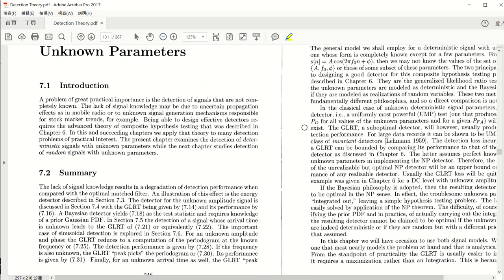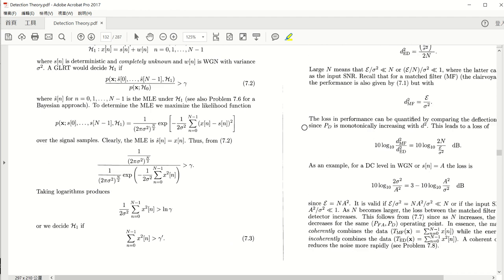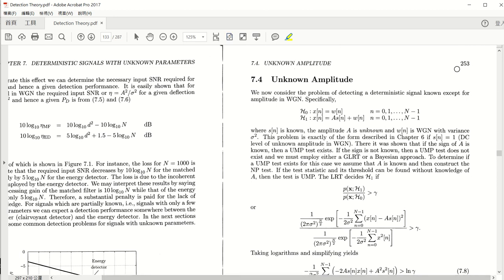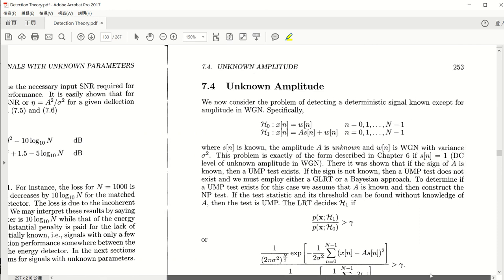Okay, so I think the best way to demonstrate this is to go directly to the examples. So now we are at page 253. We now consider the problem of detecting a deterministic signal known except for amplitude in white Gaussian noise. So we have H0, which is noise only, or we have H1, which has a signal with an unknown amplitude A plus noise. The signal s is known, but the amplitude A is unknown, and w[n] is white Gaussian noise with variance sigma squared.